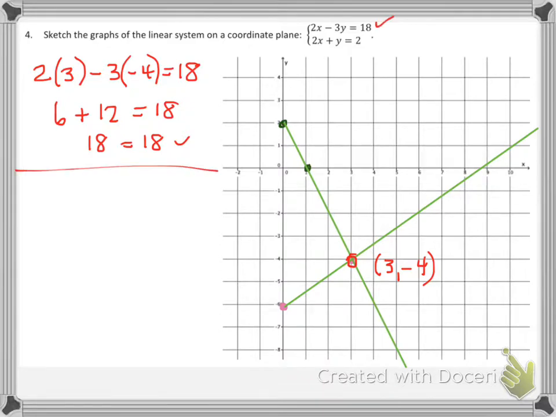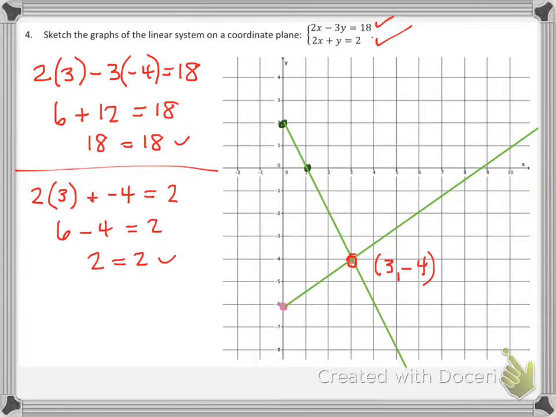And let's do the other one. That's 2 times x, which is 3, plus y, which is negative 4, is equal to 2. So 2 times 3, that's 6, minus 4 equals 2. 6 minus 4 is 2. So 2 equals 2, and that is also correct. So that is the solution to our system.